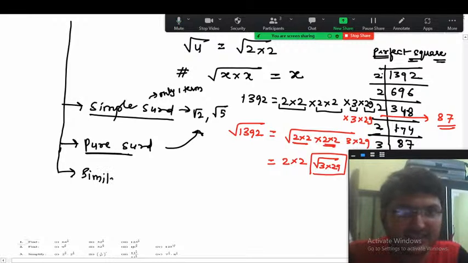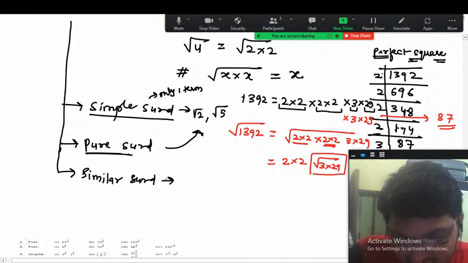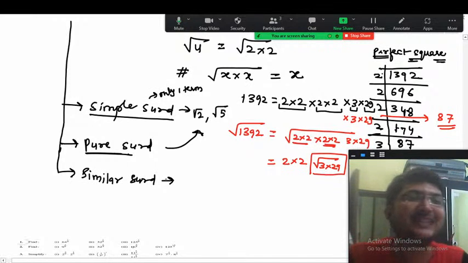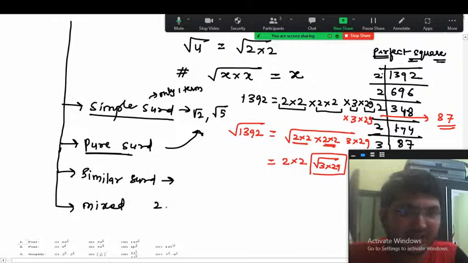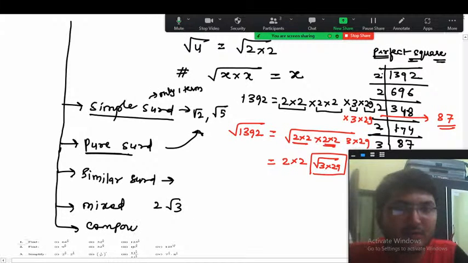Similar surd, there is a word similar surd. When will you call something similar? You will call something similar when it has the same common surd factor. The surds having the same common surd factor. Again, mixed surds. The surds are not completely irrational. Compound surds may be there, addition, if you are adding something. A mixed surd may be there, in which rational and irrational are mixed. 2 root 3 is a mixed surd. And there may be a compound surd. In a compound surd, we just add 2 surds.